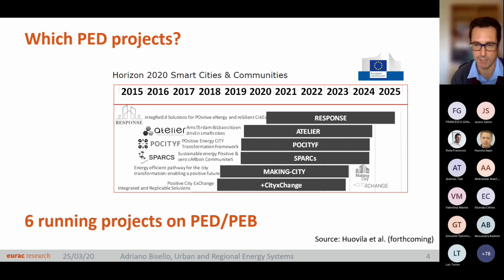Which PED projects are we going to analyze in this exercise, given the fact that PED projects are quite numerous around the world with different characteristics? We are now focusing on 6 specific projects related to European goals, the smart cities and communities goals. Some of them started quite recently, while others started a few years ago, but in any case they are all still running, so not yet completed, or at halfway of the completion time.